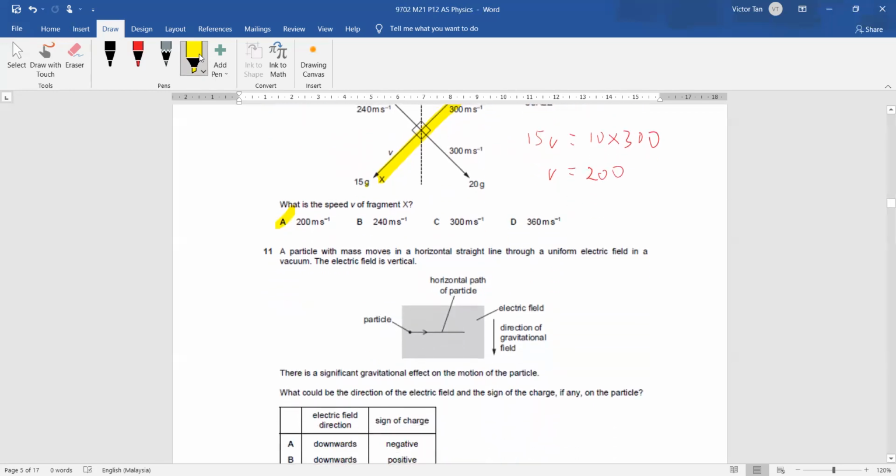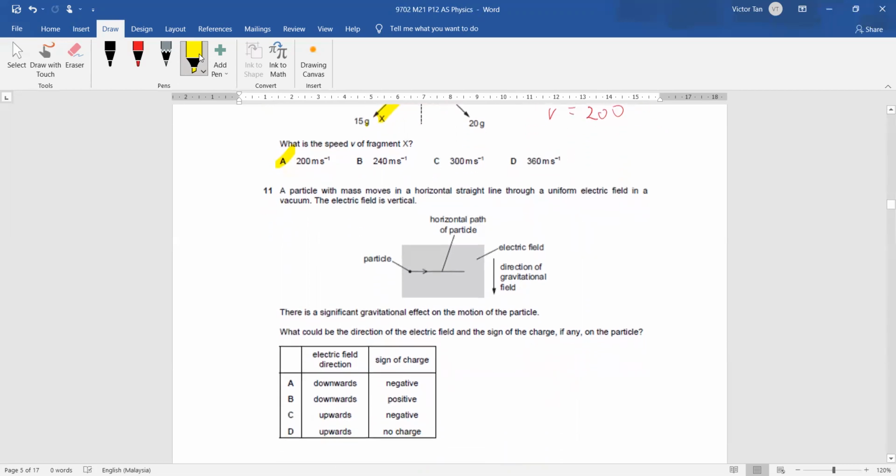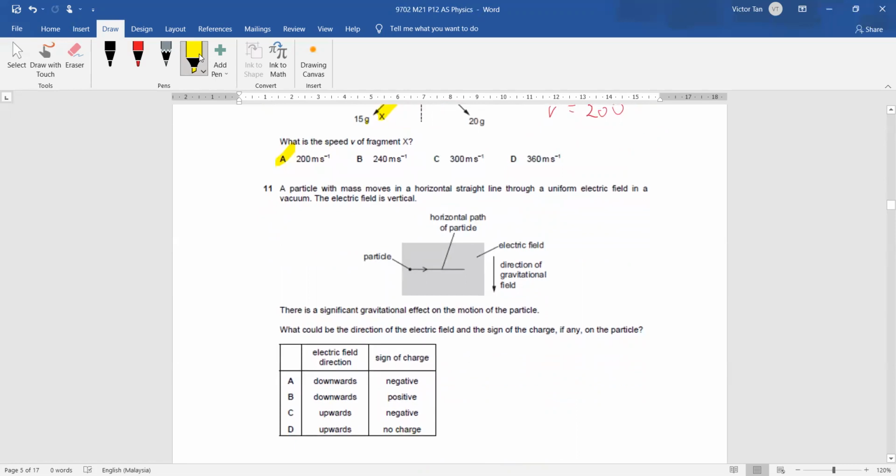A particle with mass moves in a horizontal straight line through a uniform electric field in a vacuum. The electric field is vertical. There is a significant gravitational effect on the motion of the particle. What could be the direction of the electric field and the sign of the charge, if any, of the particle? So the resultant upwards and downwards is the same. So the electric force will be upwards. Electric force.